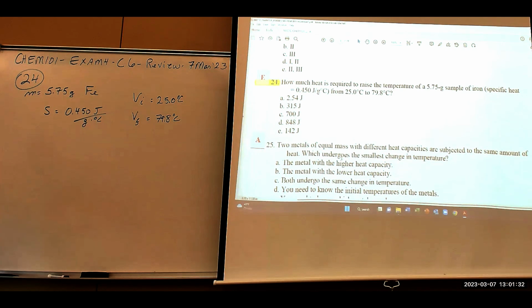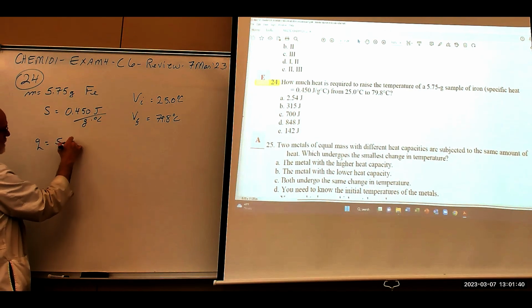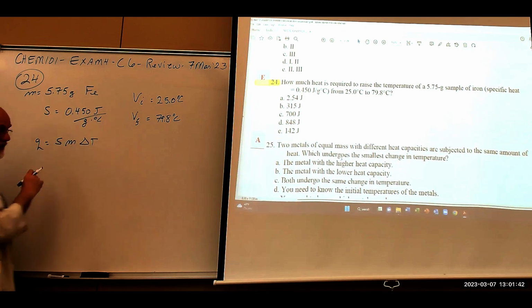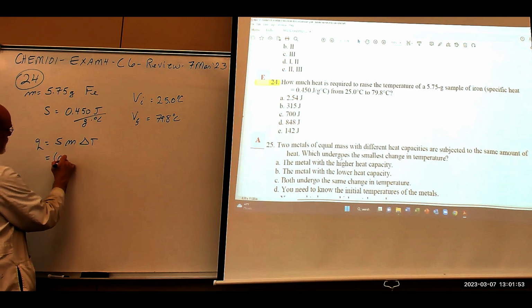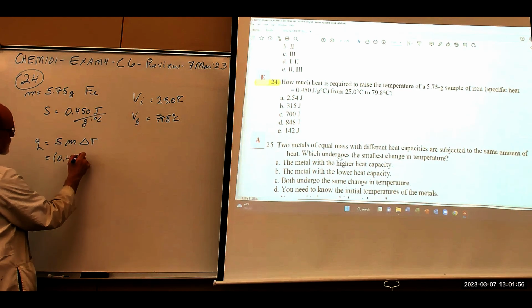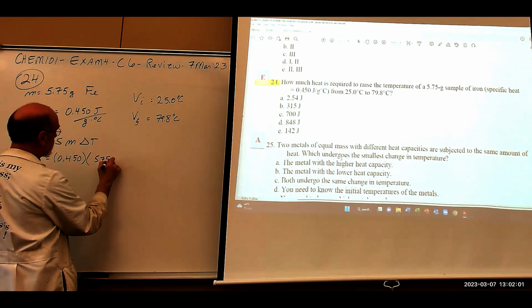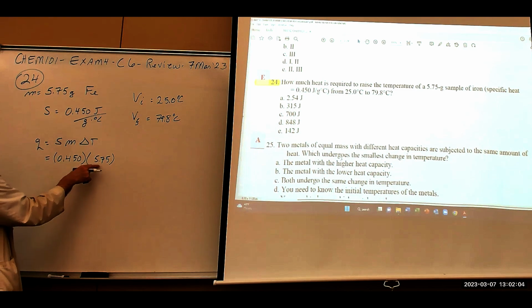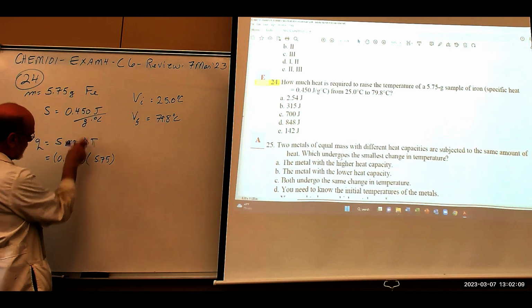So what's the formula we need? This is a fairly straightforward problem. Calculate the heat change. Q equals S, specific heat, times mass, times change in temperature. Y'all are going to be using that one a lot today. All we have to do is plug in the values. I'm going to leave off the units because it takes too long to write them. 5.75 grams. We have to be sure that the units are correct. That's grams, that's grams, so it cancels the grams.